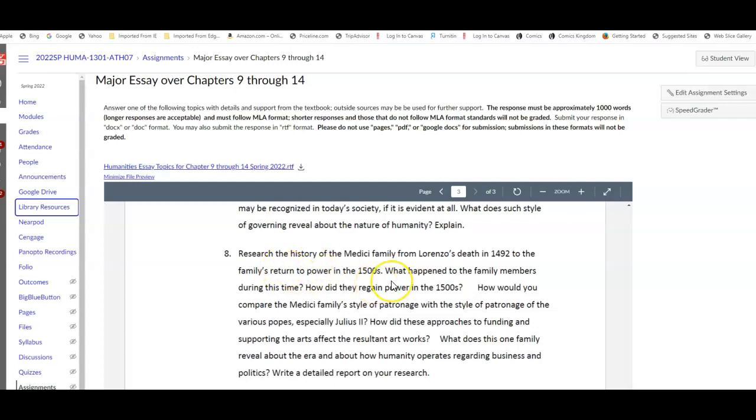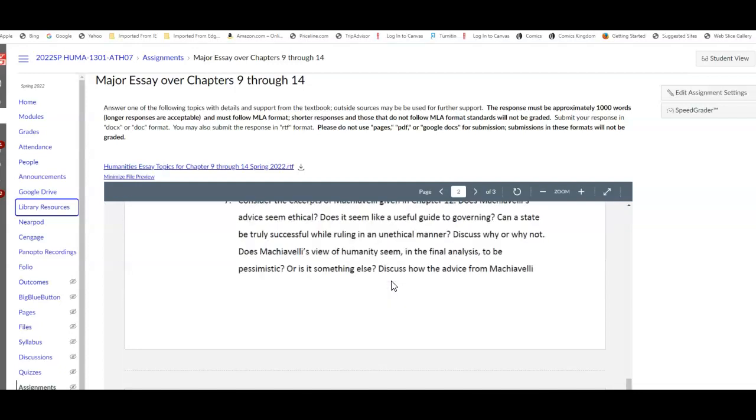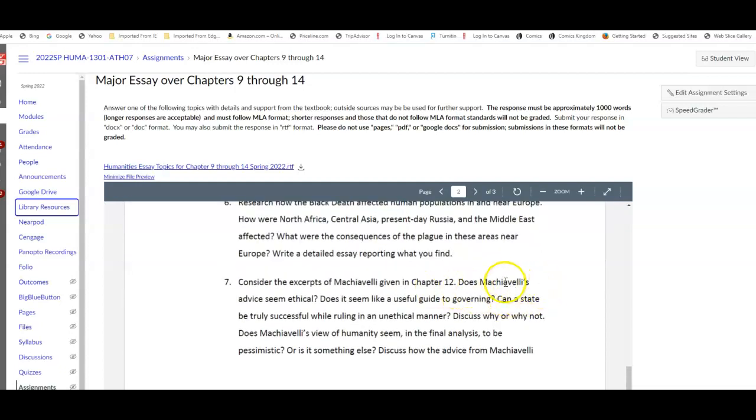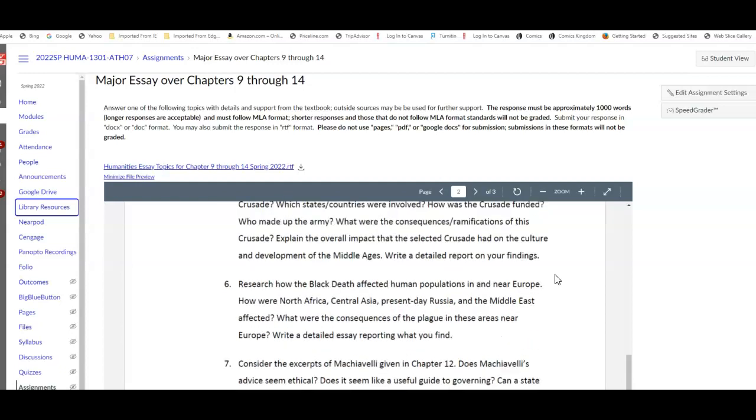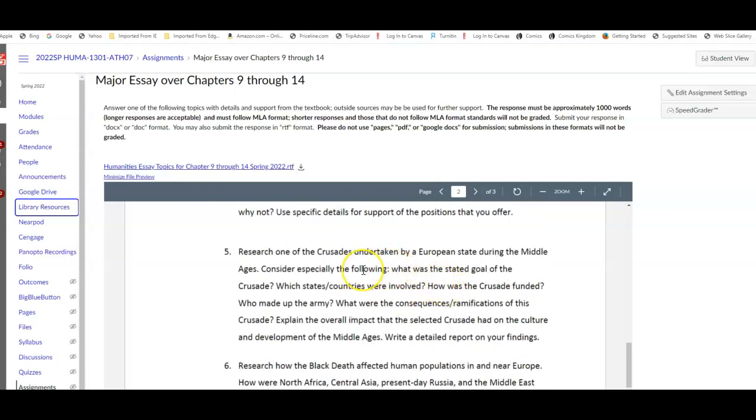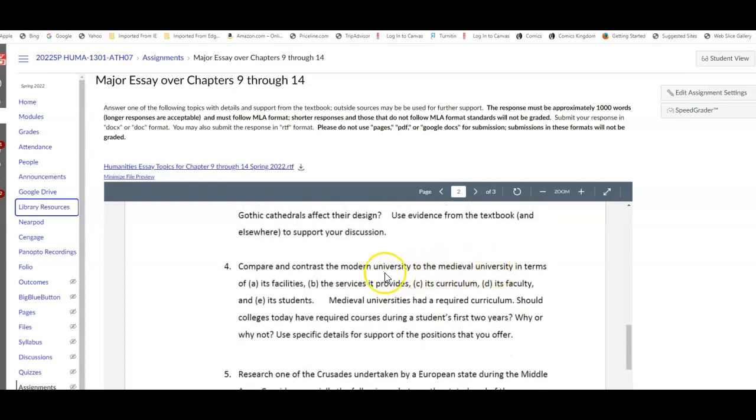So again, researching the Medici family from the textbook and other sources. And again, Machiavelli's advice on how to rule, whether that's still appropriate advice. Researching the Black Death, the Black Plague. Researching one of the Crusades. Comparing the modern college or university to the medieval university, what they studied, what they were part of, what services were there.